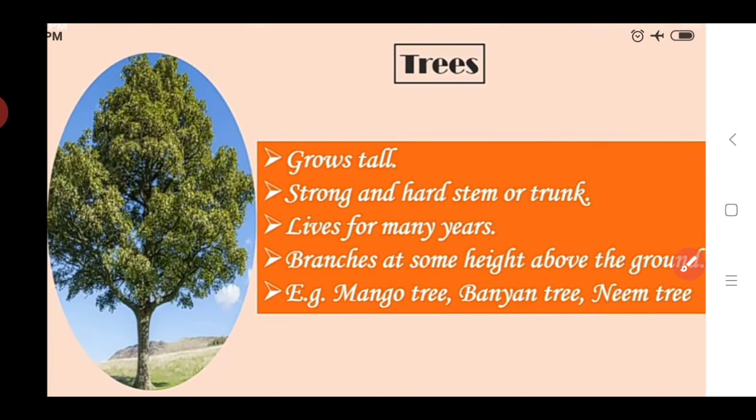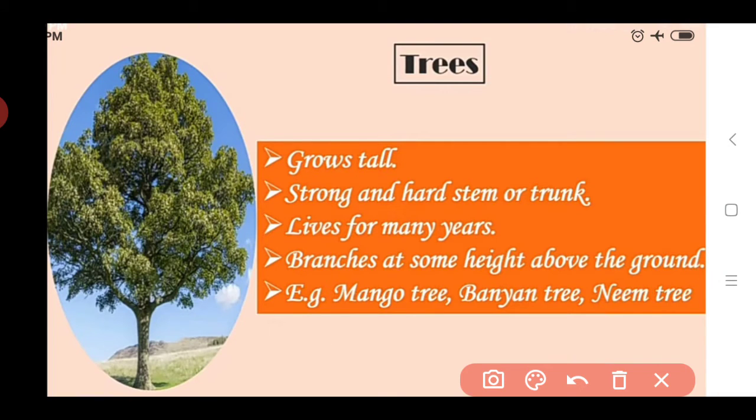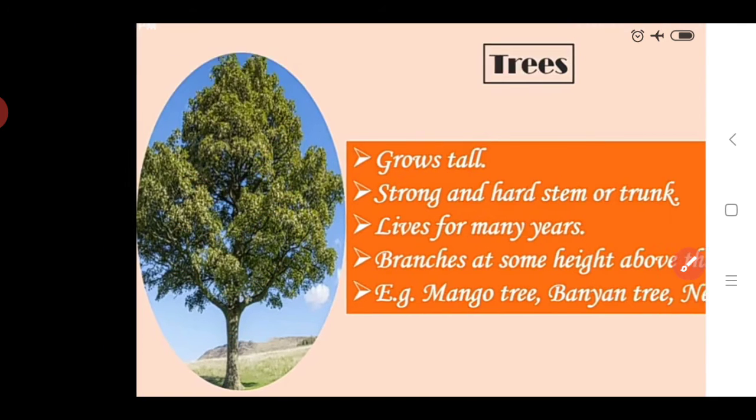If we see some images, in short we see what trees are. Trees grow tall, which means the height of such trees is very tall. They have a strong and hard stem. This stem is also called the trunk. If we see this image, this grows tall. This has a trunk or stem which is strong, it lives for many years, and it acquires branches at a certain height like this. Here we see some examples: mango tree, banyan tree and neem tree. These are some examples of trees.